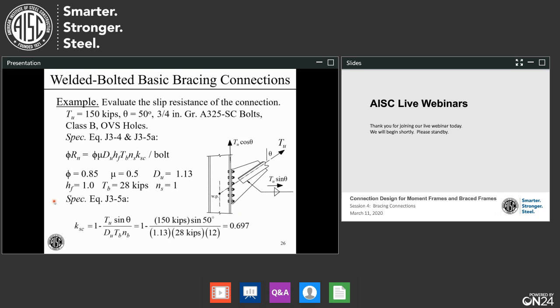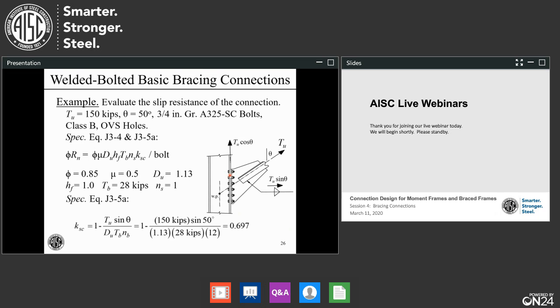In this little example, I want to evaluate slip resistance of the connection shown on the right. We have a T sub U of 150 kips. Our angle theta is 50 degrees. We have 3/4 inch diameter Grade A325 SC bolts. So we'll get a chance to illustrate the slip resistance calculation. We have a Class B faying surface between these two flanges, and we have oversized holes in the T flange.